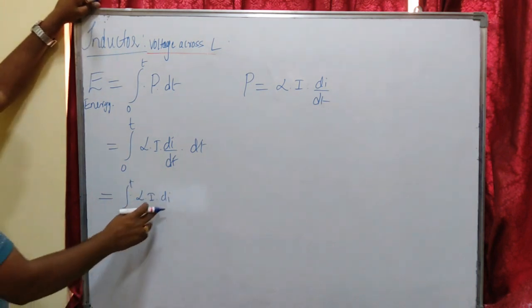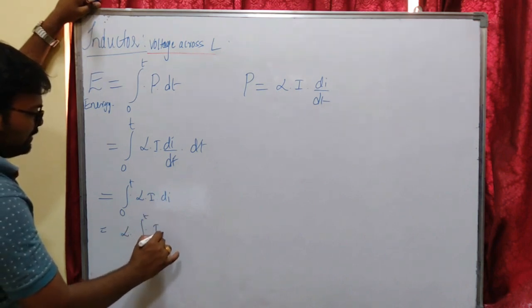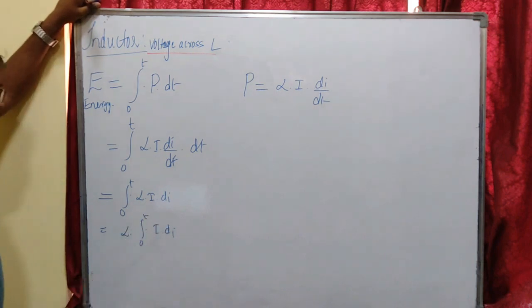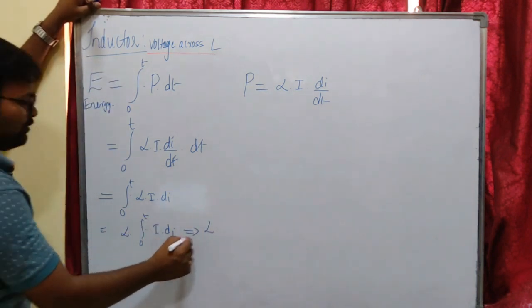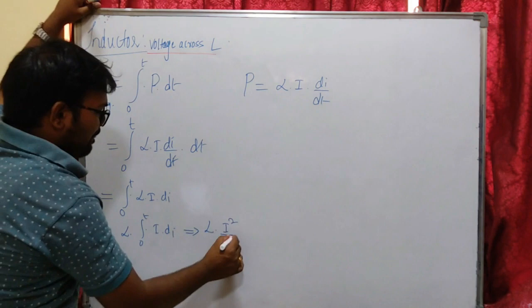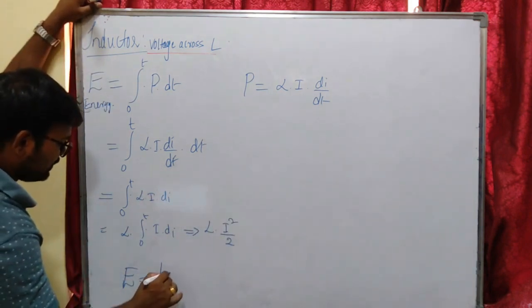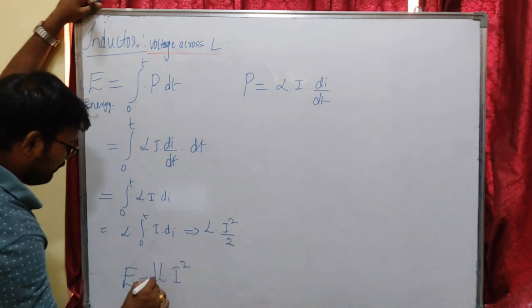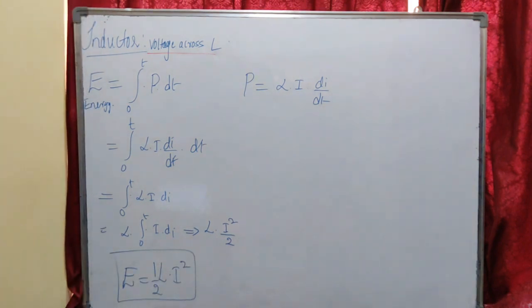Now it is integration with respect to I, so we can take out L, which is constant. The integral of I di becomes I square by 2, so we get L I square by 2. So the energy absorbed by the inductor is 1 by 2 L i square.